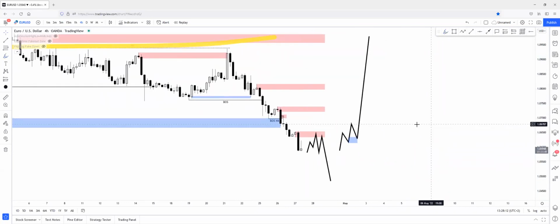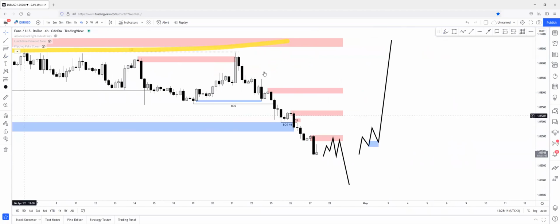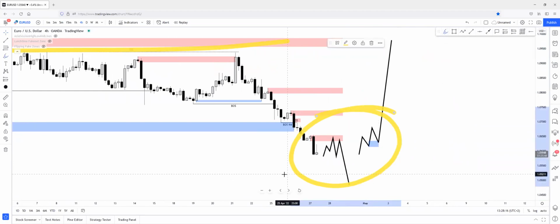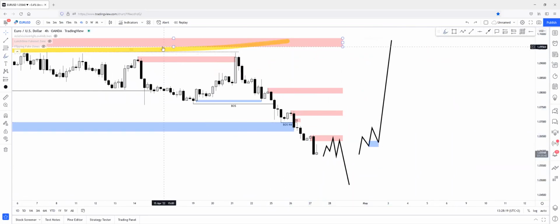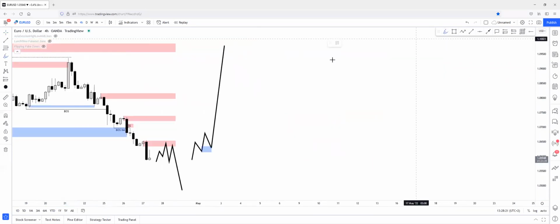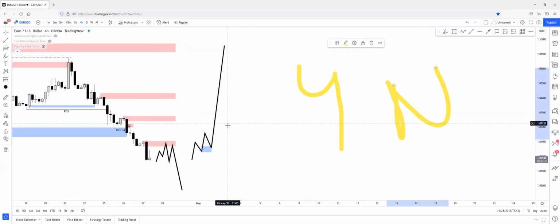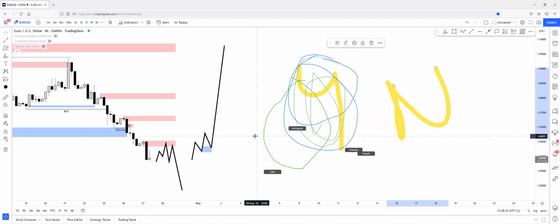So these are the two scenarios on the 4-hour chart. Is it understandable? These two scenarios? Sorry for my speed, but as I said, I'm in a hurry.